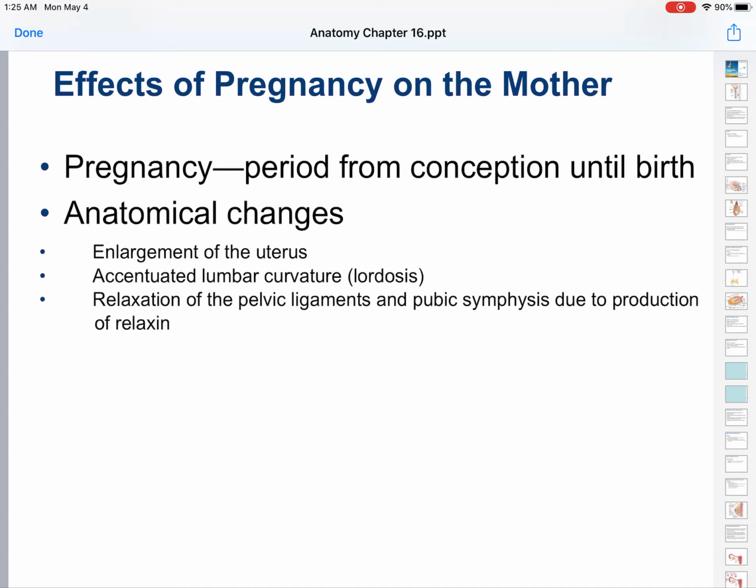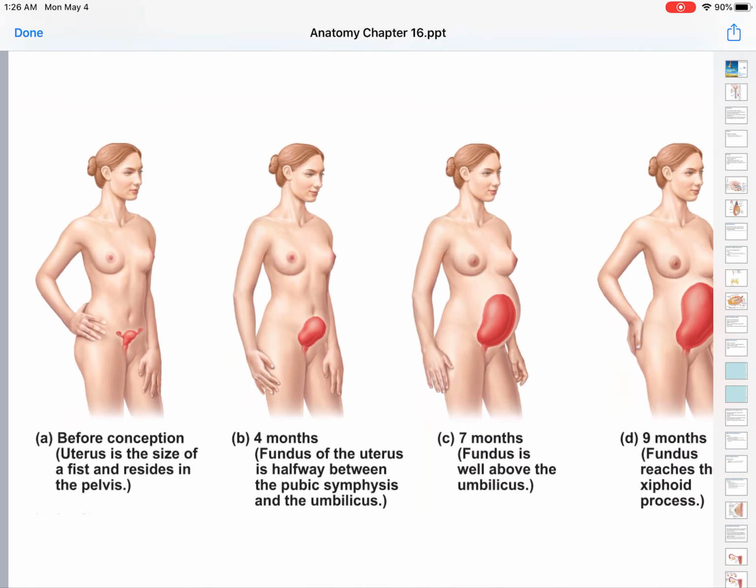Accentuated lumbar curvature, lordosis. As it gets bigger, it affects the curvature of the spine, which often causes change in how the mother must carry herself to offset that. You also get relaxation of the pelvic ligaments due to the production of relaxin. It allows that uterus to change and to grow larger.